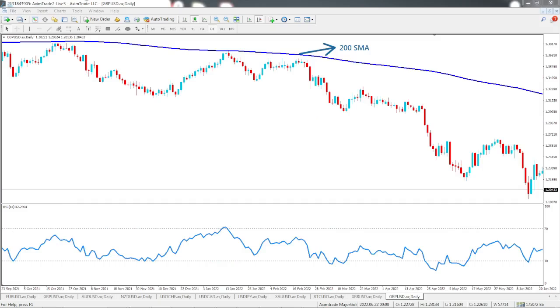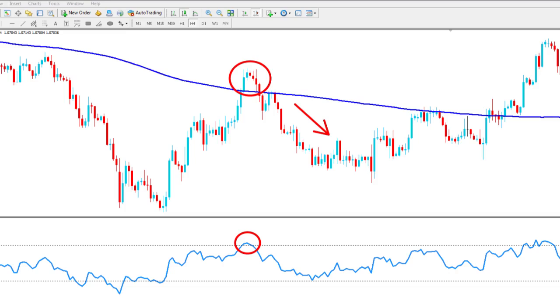Similarly, traders should go short when the market is below the 200 moving average, makes a short-term bounce, and the RSI is above level 70. Here are a few examples of combination signal.